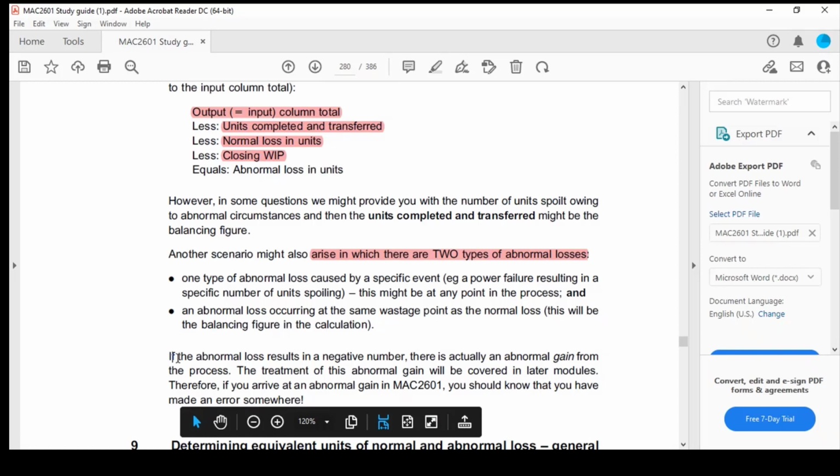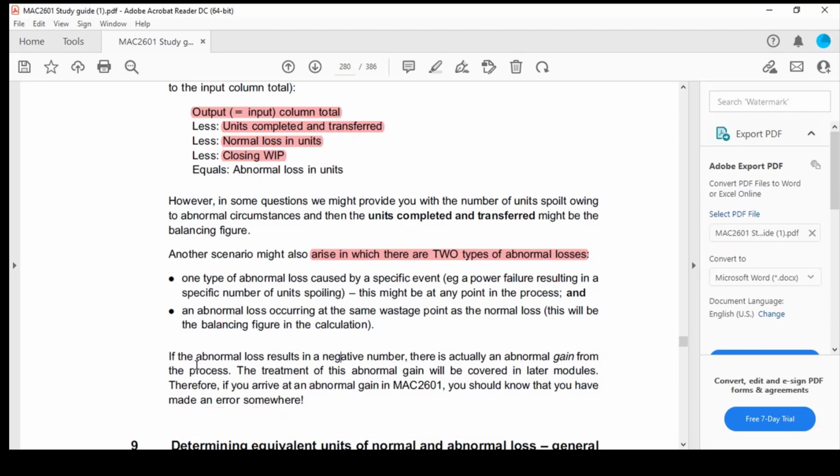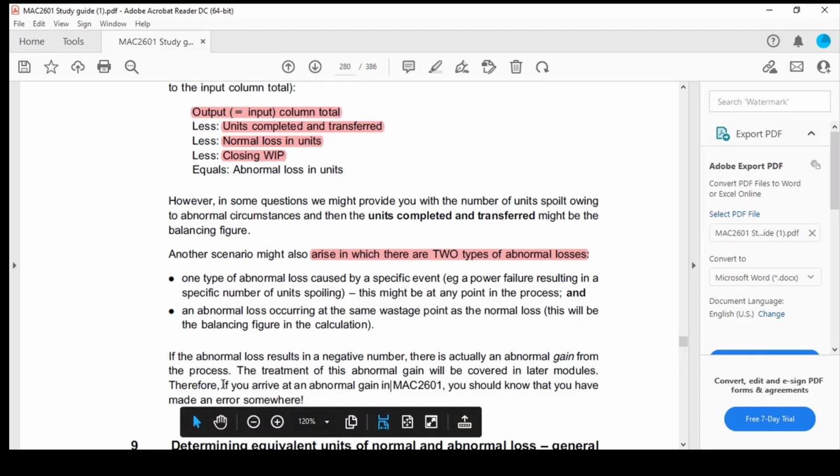Your abnormal loss, if the abnormal loss results in a negative number, there's actually an abnormal gain from the process. The treatment of the abnormal gain will be covered in other modules. If you arrive at an abnormal gain within this unit, you should know that you made an error somewhere. So it's something that you must be alert of. If you're making a gain, just know that you did your calculations otherwise.